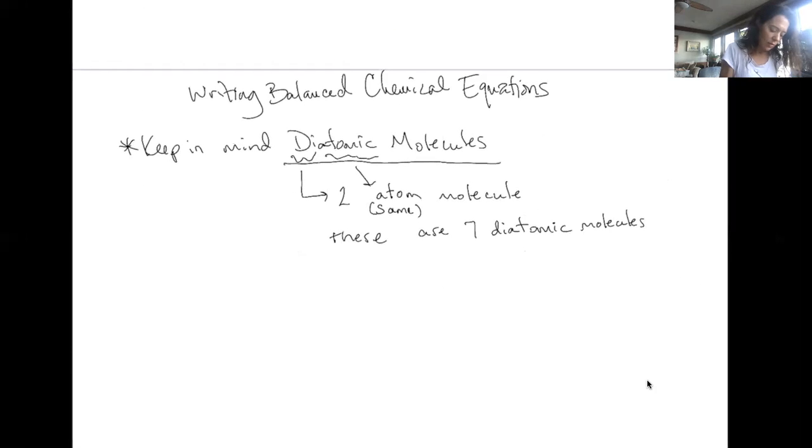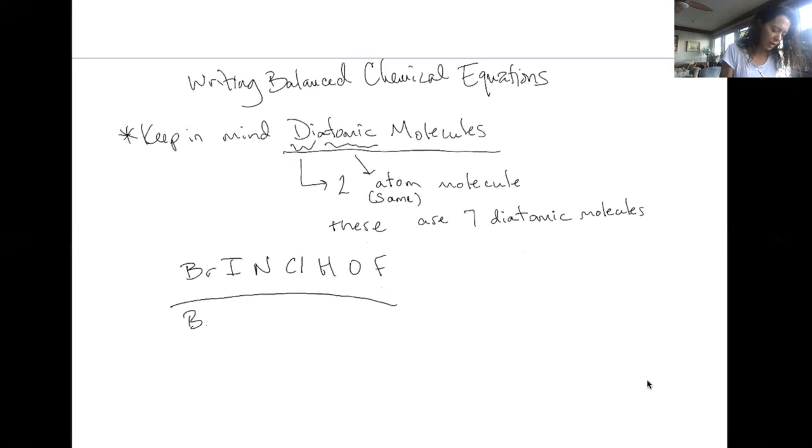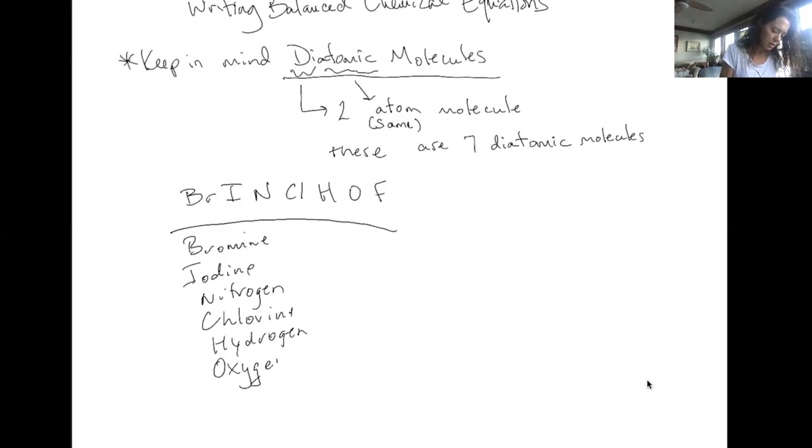Now, we say Brinkelhoff. You see how if you were to read that, it says Brinkelhoff. Those are my 7 diatomic elements: bromine, iodine, nitrogen, chlorine, hydrogen, oxygen, and fluorine.